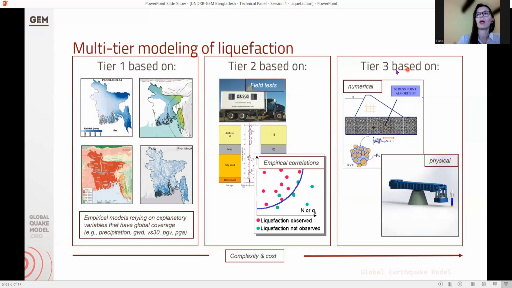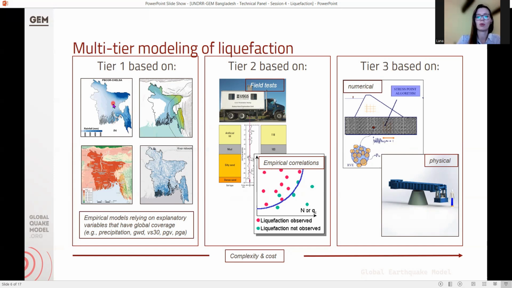On the right-hand side, we have fully mechanistic constitutive models that use numerous model and soil parameters. These models are complex and expensive, and therefore we don't use them for everyday engineering problems. Our focus here is going to be on the least complex models on this spectrum, and those are tier 1 or geospatial models that use variables with global coverage to characterize soil wetness and density, and if we combine them with shaking, we can compute the probability of liquefaction.